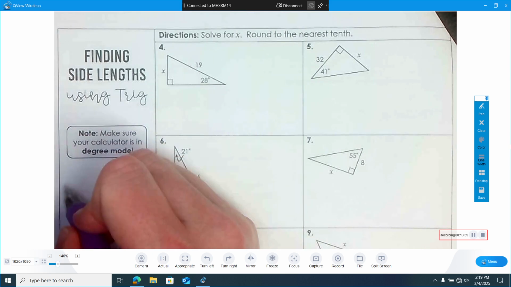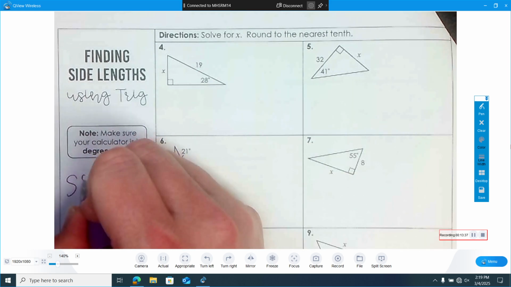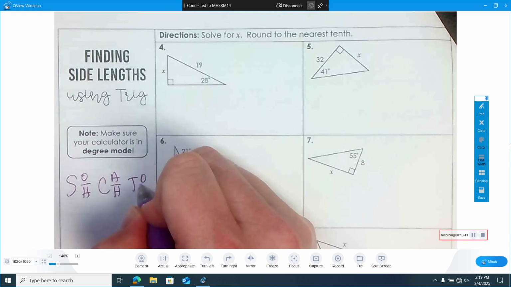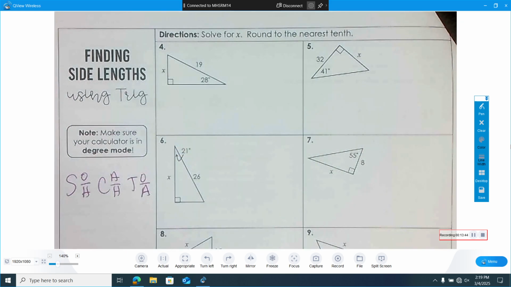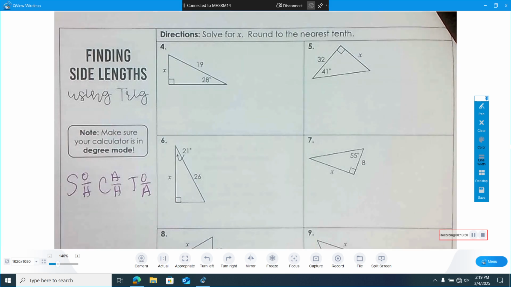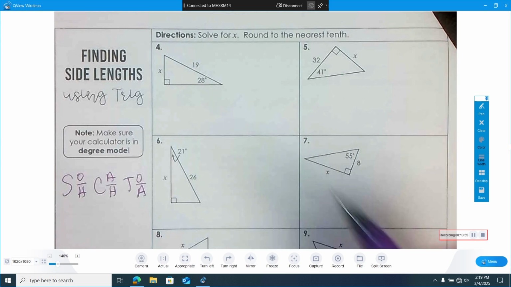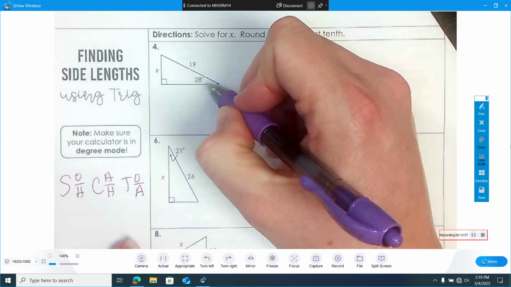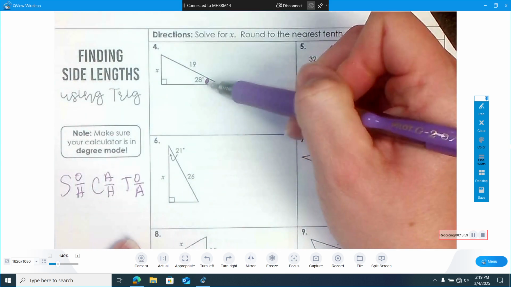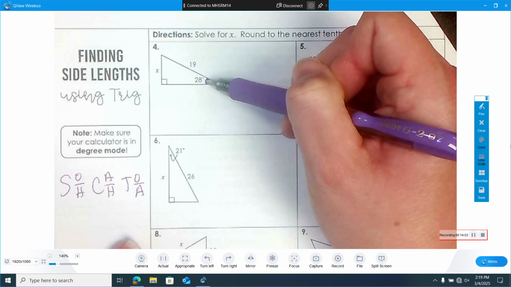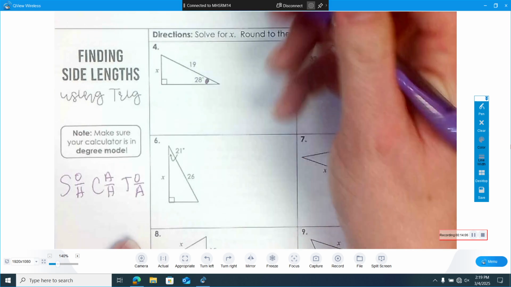Now, I'm going to write down our little mnemonic device here. SOHCAHTOA. We need this information to help us set up our little proportion. That's what we're going to do today. So I'm looking at number 4, and I have this angle that's 28 degrees. So we're looking from this 28-degree angle. Now, according to this 28-degree angle, which sides did they give me?